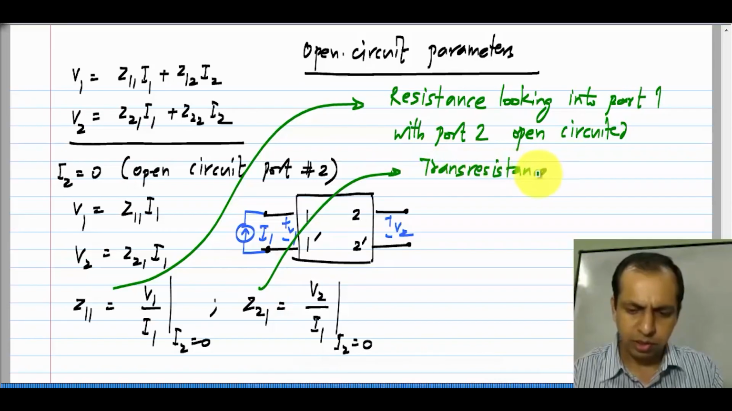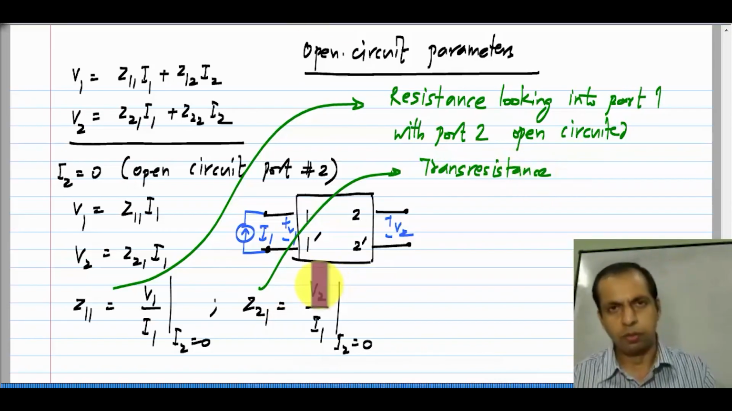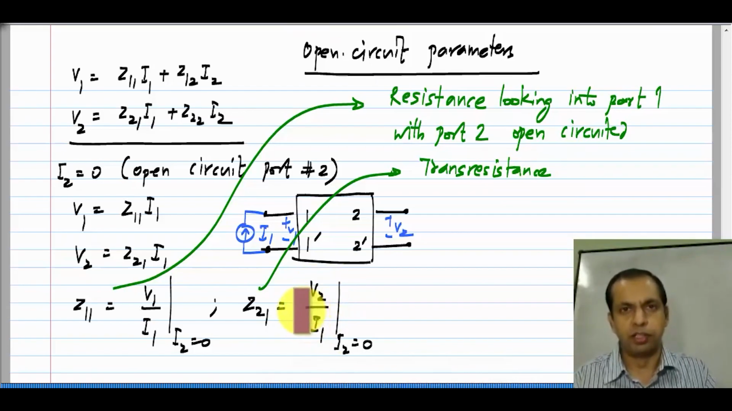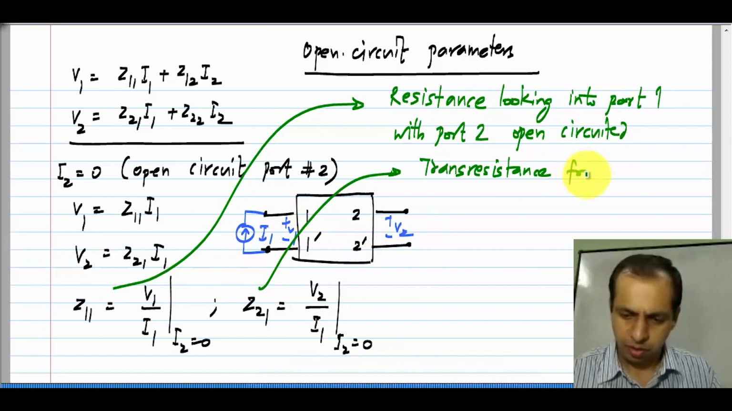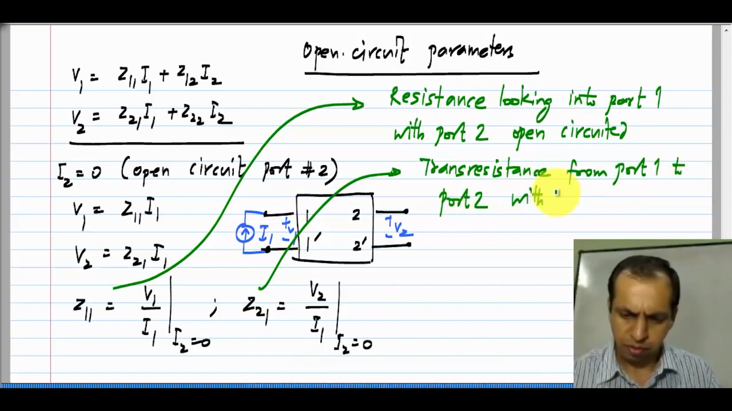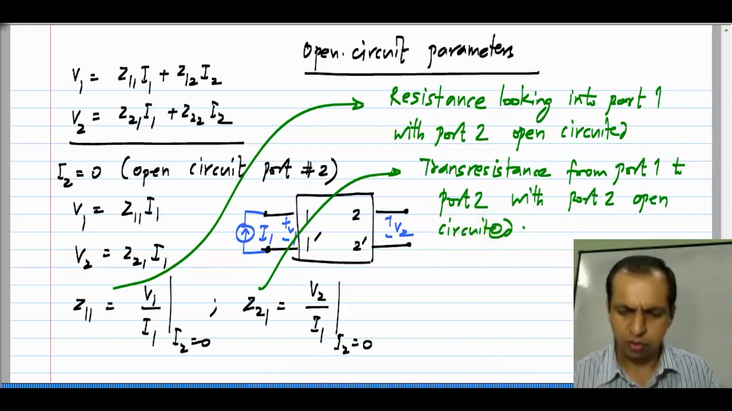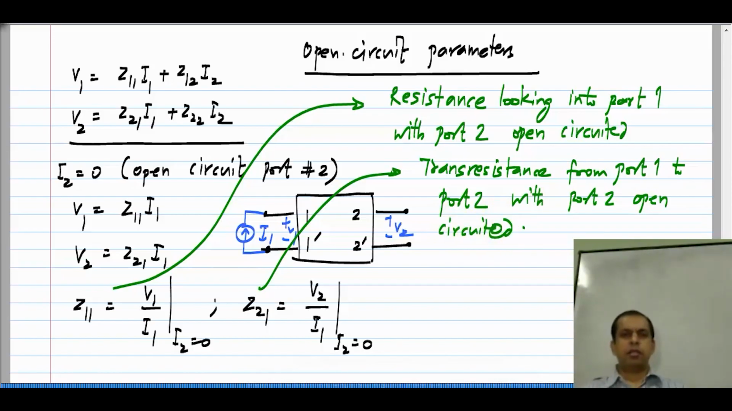Trans resistance means that it is the ratio of voltage to current. So, it has dimensions of resistance, but the voltage and current are not measured at the same place. The current is applied to port 1 and the voltage is measured at port 2. So, the principles are exactly the same as with Y parameters.